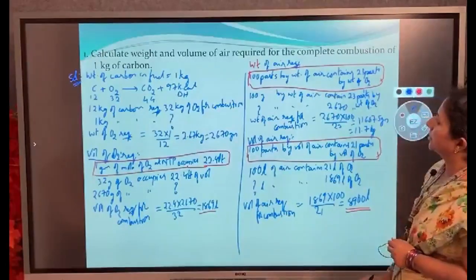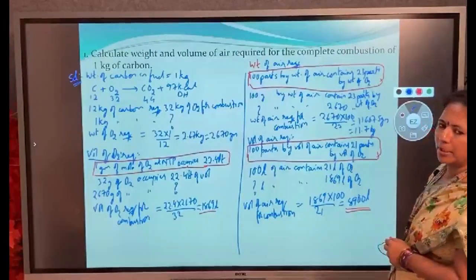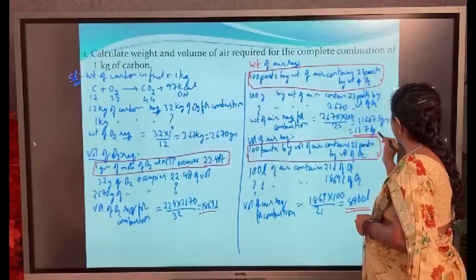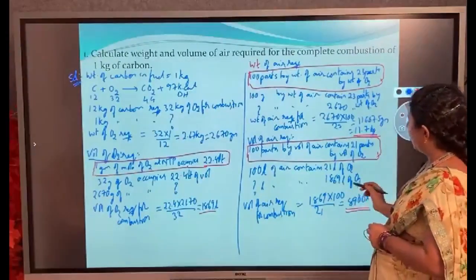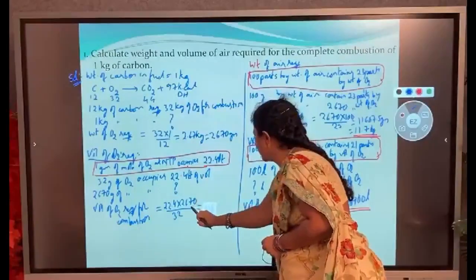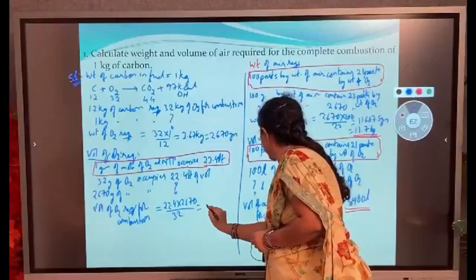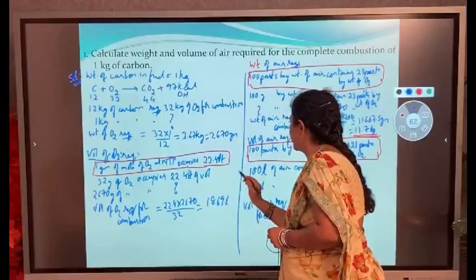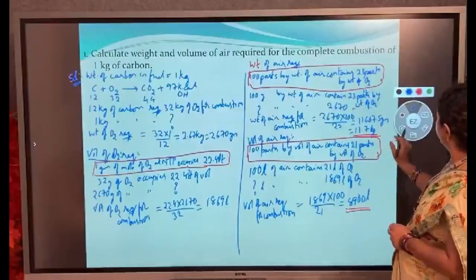So the question asked for us is to calculate the weight and volume of air required for complete combustion of 1 kg of carbon. The weight of air required for complete combustion of 1 kg of carbon is 11.7 kgs and the volume of air required for complete combustion is 8900 liters. So this is how we will be calculating.